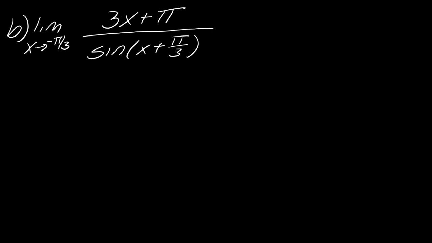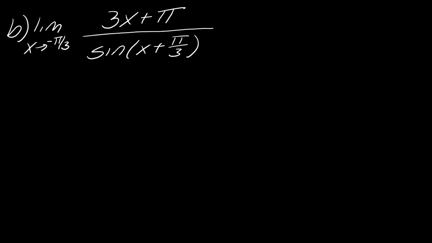Okay, so moving on to the next example here. Once again, you always want to figure out what is it that you're dealing with here. So if I try to plug in this limit as x goes to negative pi over 3, I've got 3x plus pi over sine of x plus pi over 3. So let's just see what happens here.